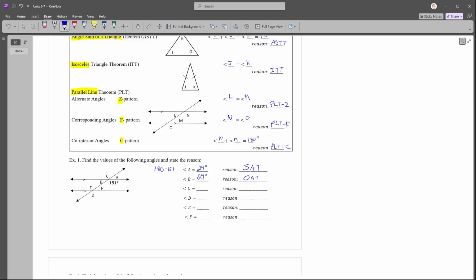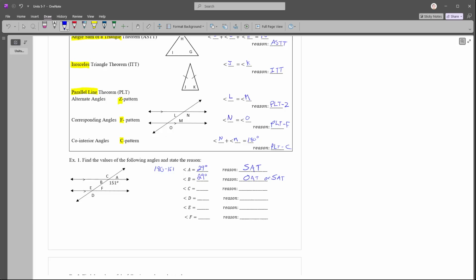Now we go to C. C is opposite of 151. So we can actually do this one as well. I should go back, actually. For B, we did the opposite angle theorem, but we actually could have done the supplementary angle theorem as well because it's supplementary with the 151. So it still would have been either or. We could do both. I'm going to say OAT or SAT, opposite angle theorem or supplementary angle theorem.